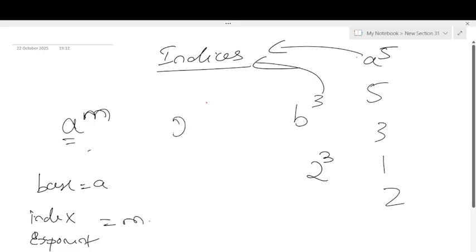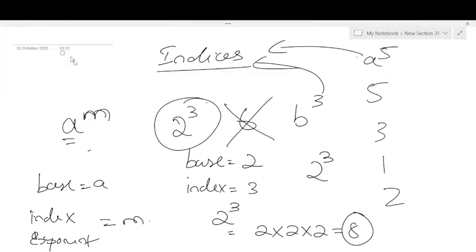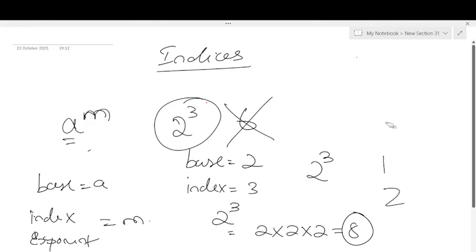For example, 2 to the power of 3. What is the base here? Base is equal to 2. And what is the index or exponent? 3. The meaning of 2 to the power of 3 is how many times 2 is multiplied, students? It is not 3 twos are 6. The answer is not 6. The answer is 8. This is known as indices. The power or number written on top of another value is known as indices.